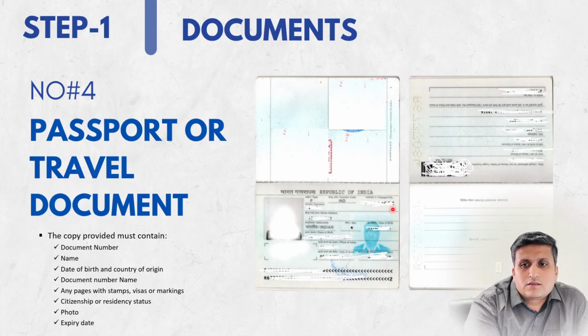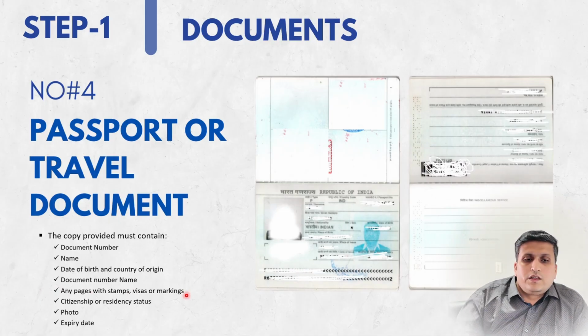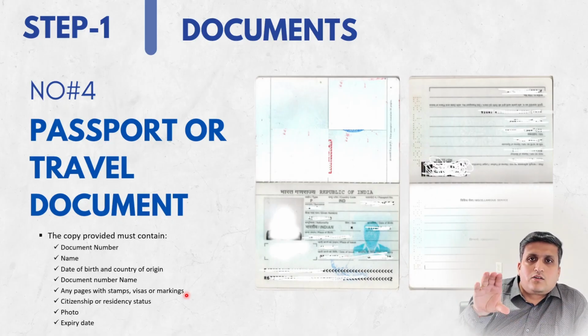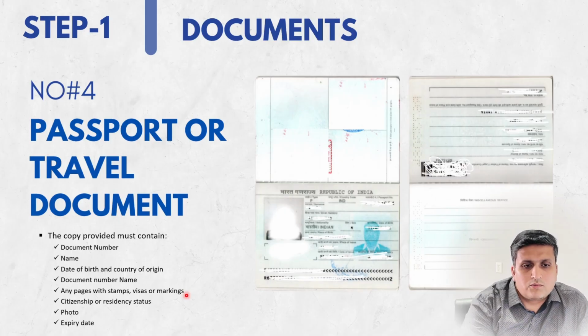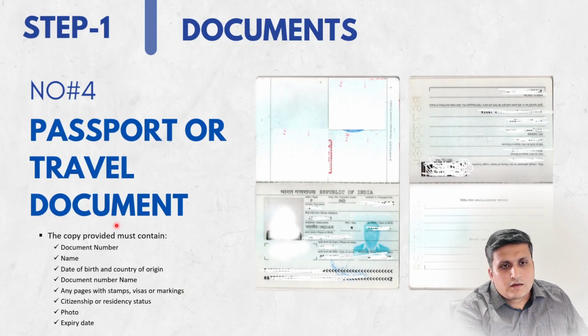Now the difference in this case compared to the national identity document is that it needs document number, name, date of birth, country of origin, and any pages with citizenship, residence status, photo and expiry date. The difference here is you have to include any pages that have stamps, visas or markings. So you should include your travel history in this. If you have recently got your passport and your previous passport has most of your travel history, you can scan that as well. At the top you can include your most recent passport, and then following that you can show the stamping on the old passport. So this will cover the travel document.